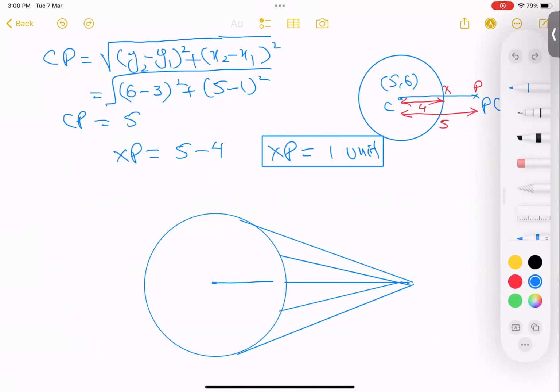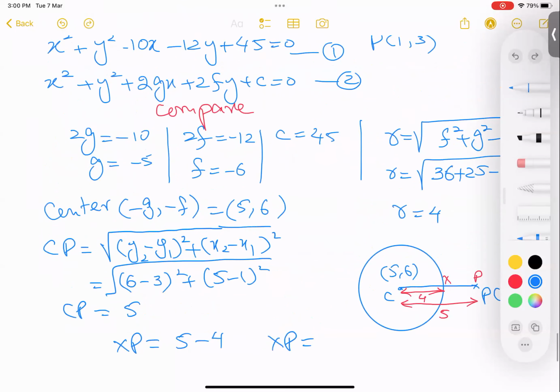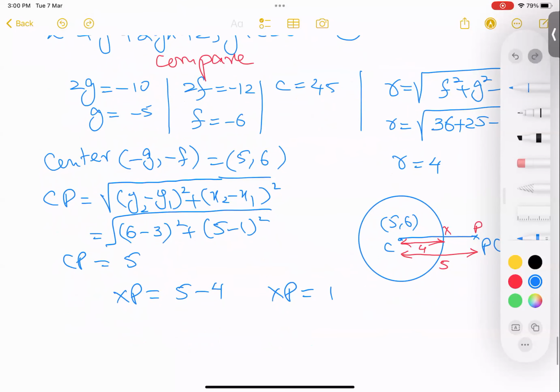I hope all points are very clear to you, and the concept is clear. Now I'm going to the next part. One minute, please.